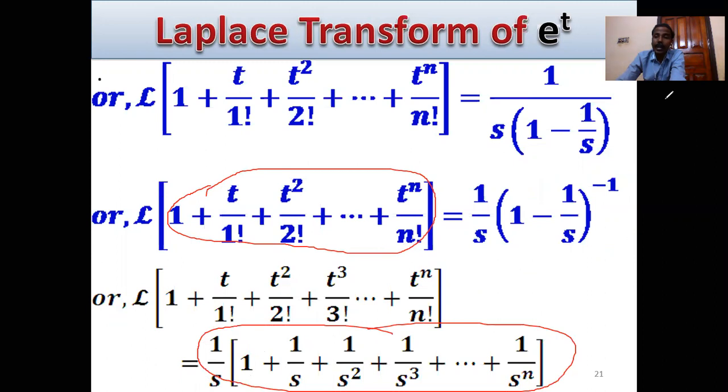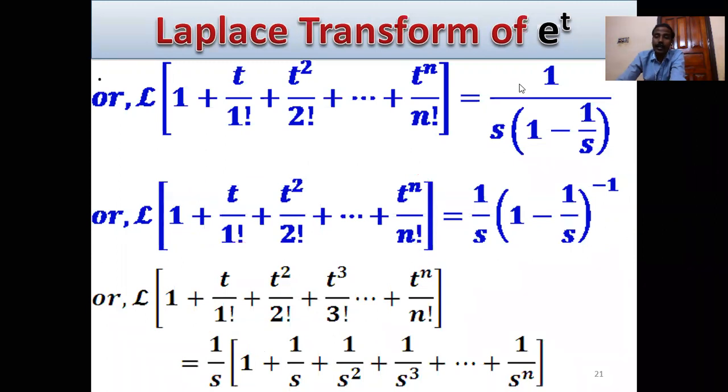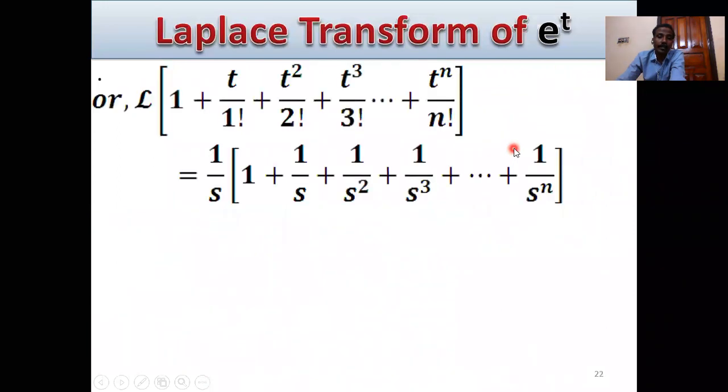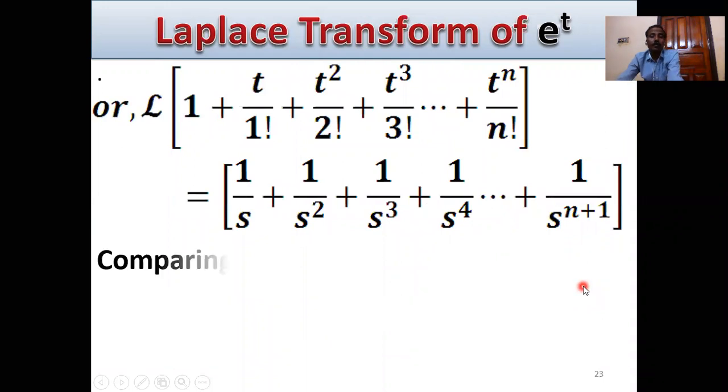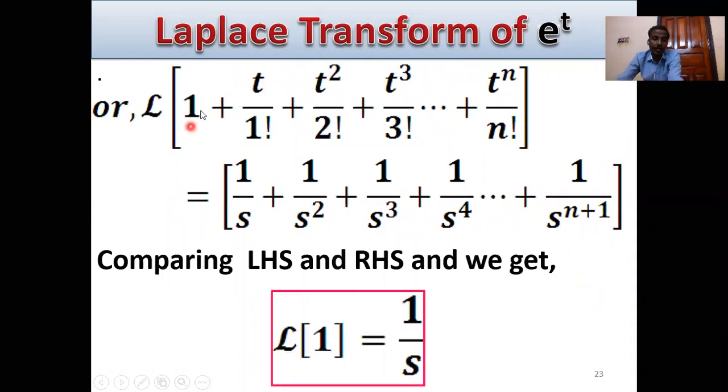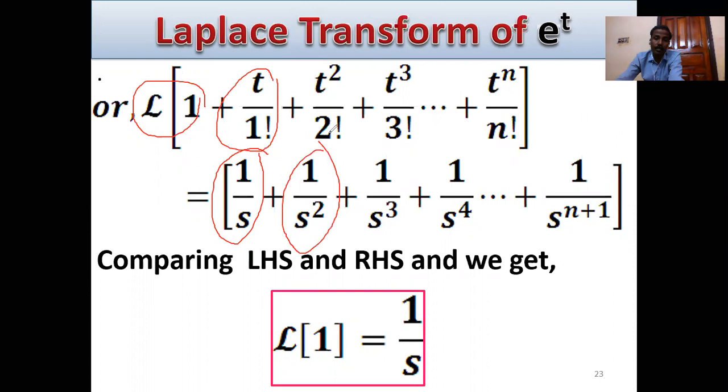Then comparing left hand side with right hand side, we get 1 by s, then multiplying, 1 by s square, 1 by s cube plus 1 by s to the power 4 plus dot dot, 1 by s to the power n. Comparing both sides, we get the Laplace transform of 1 equals 1 by s, and the Laplace transform of t by factorial 1 equals 1 by s square. Similarly, the Laplace transform of t square by factorial 2 equals 1 by s cube.